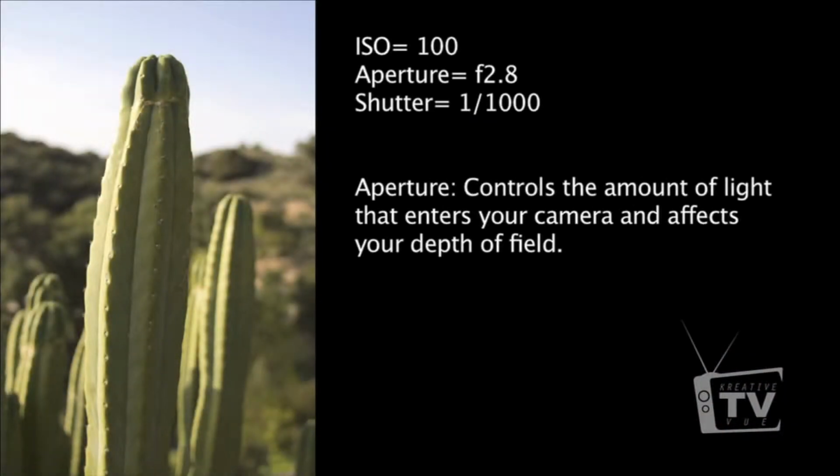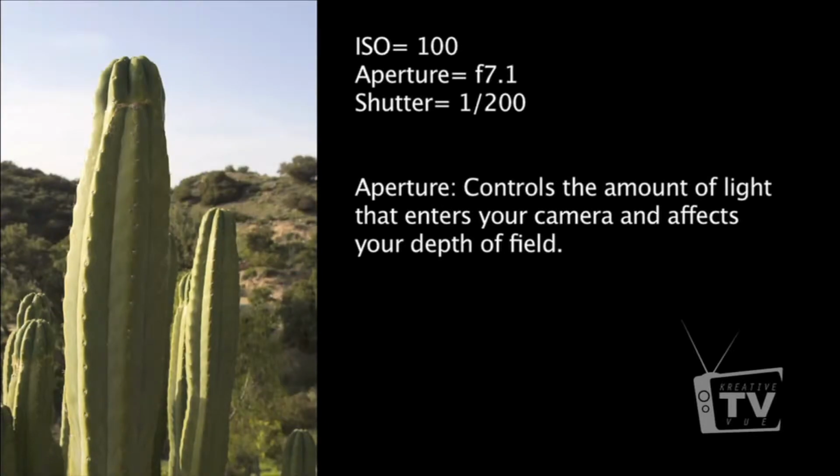So in this image we can see what a low aperture or f-stop can do to an image. It really blurs out your background and brings into focus your foreground. The complete opposite happens when you increase your aperture to, let's say, 7.1, where it'll bring most of your image, if not all of your image, into focus.